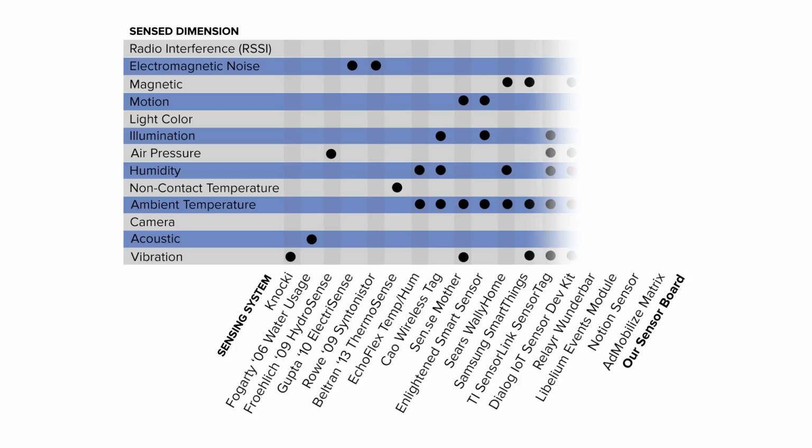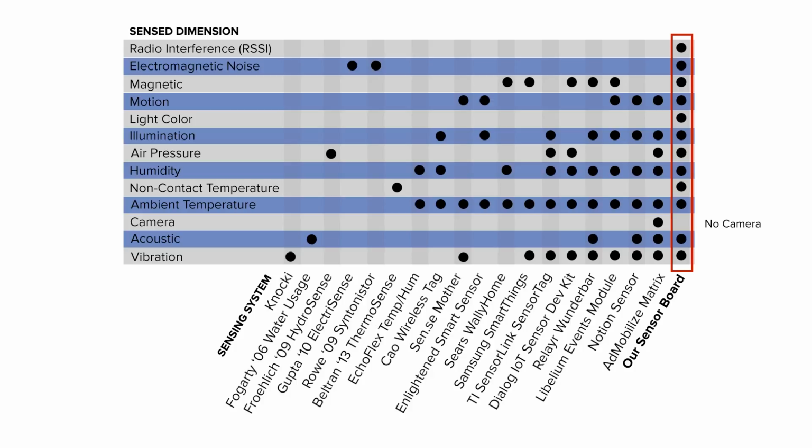We started our research by building an inventory of sensors used in commercial and academic systems. We decided to include all of these sensor dimensions, but no camera, as this sensor is particularly privacy sensitive to users. Our sensor board is plug and play, uses wall power, and connects to our cloud backend over Wi-Fi.